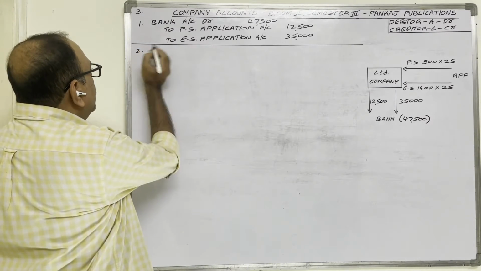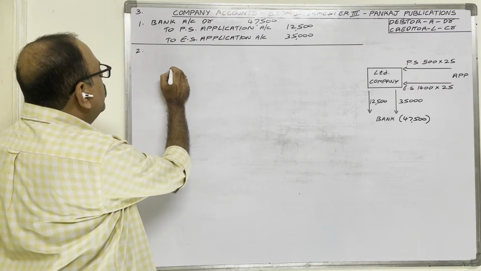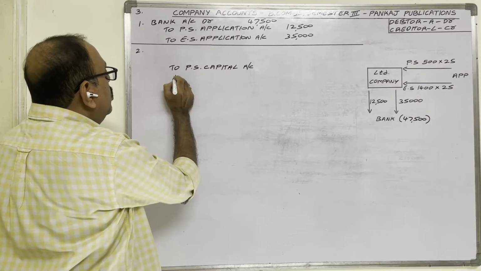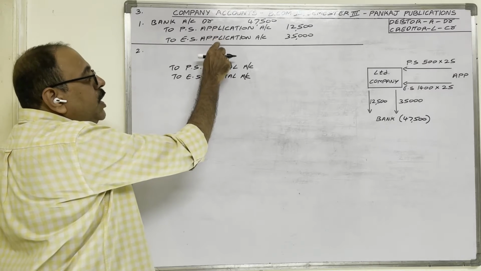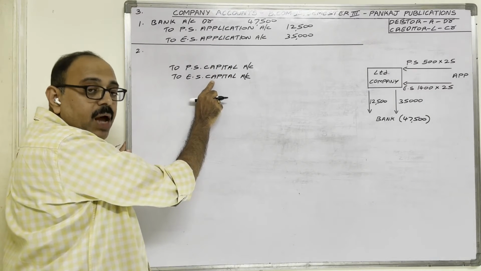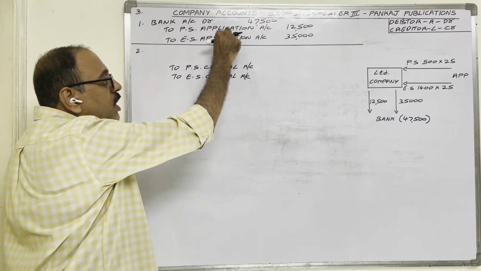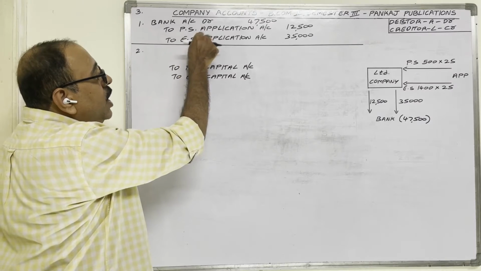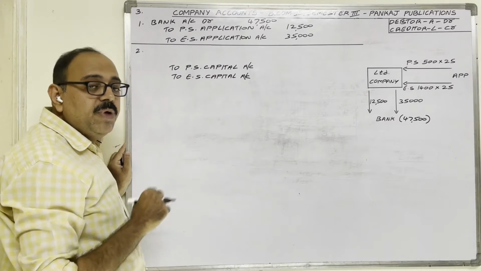Two capitals are there, preference share capital and equity share capital. Both we have to credit, to preference share capital account, to equity share capital account. These two application amounts we are transferring to capital accounts. After transferring, these two application accounts will get closed. How to close them? By crediting we have created in the first entry. If you want to close those accounts, you have to debit.